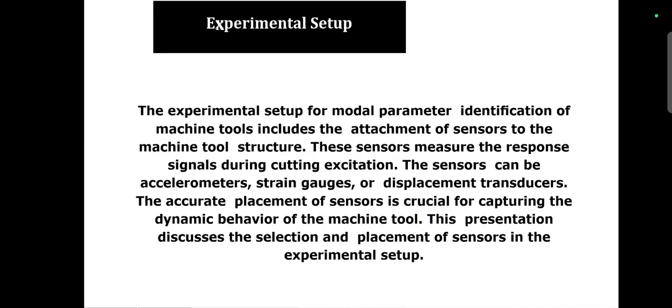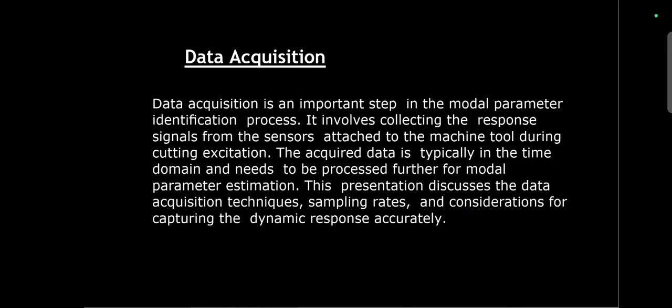Coming to the experimental setup. The experimental setup for model parameter identification of machine tools includes the attachment of sensors to the machine tool structure. These sensors measure the response signals during cutting excitations. The sensors can be an accelerometer, strain gauge, or displacement transducer. The accurate placement of sensors is crucial for capturing the dynamic behavior of the machine tool. This presentation discusses the selection and placement of sensors in the experimental setup.